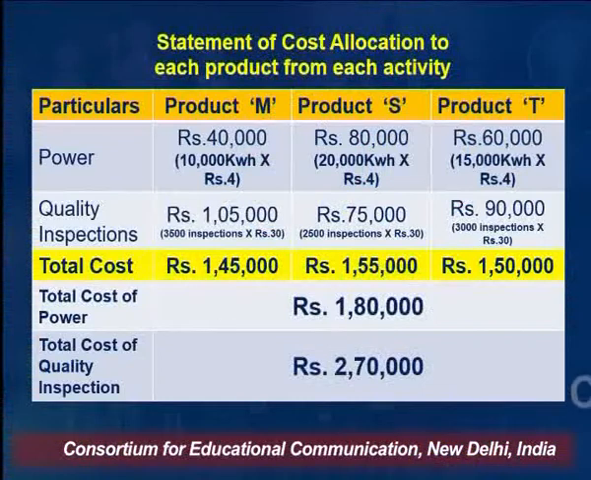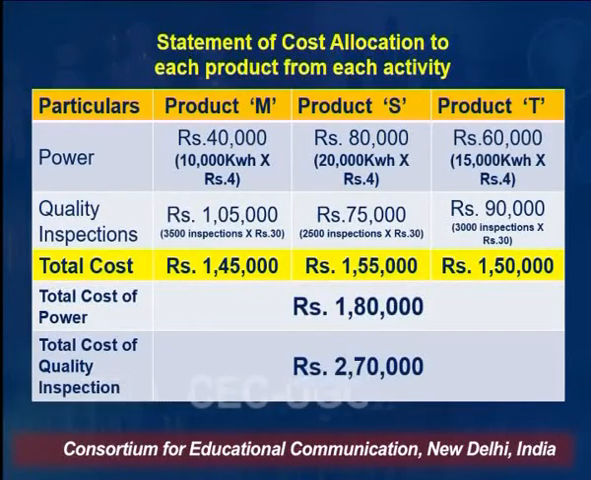Now we have to prepare a statement of cost allocation to each of the products for each of the activities. So you have 3 products, and you have 2 activities, that is power and quality inspection. So across 3 products we have to allocate these 2 costs, one is power and another is quality inspection. So for all 3 products M, S and T, we are going to show the calculation. For power, if you look at the table, 10,000 kilowatt hour is your consumption, and 4 rupees is the rate which we have recently computed.